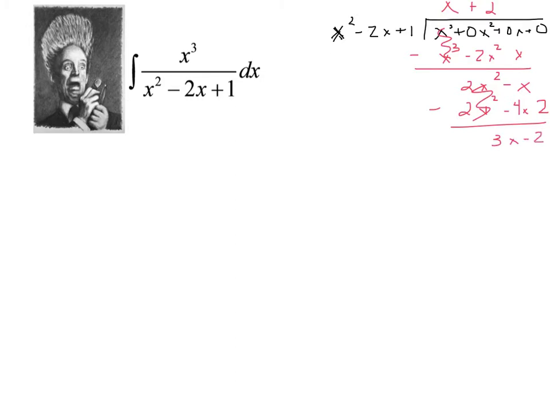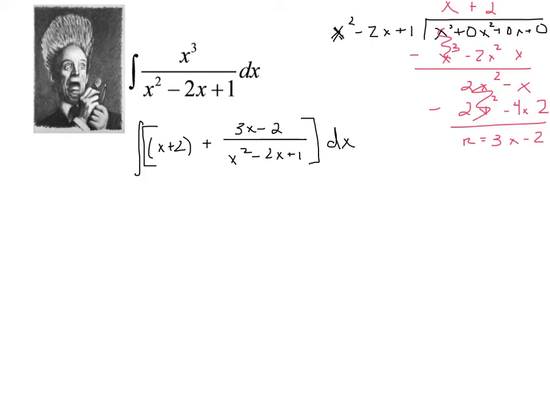And at this point, x squared will no longer go into what's being divided here. So we're done. This is our remainder. So I can rewrite my integral as x plus 2 plus 3x minus 2 over x squared minus 2x plus 1 dx.